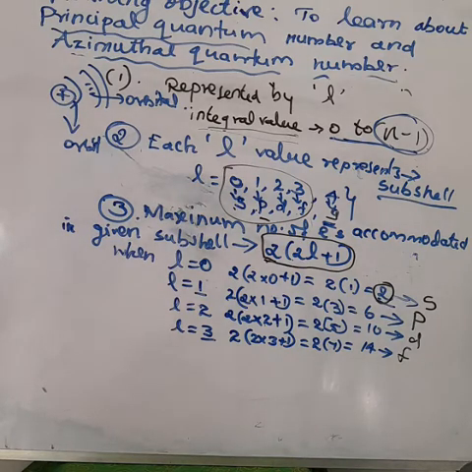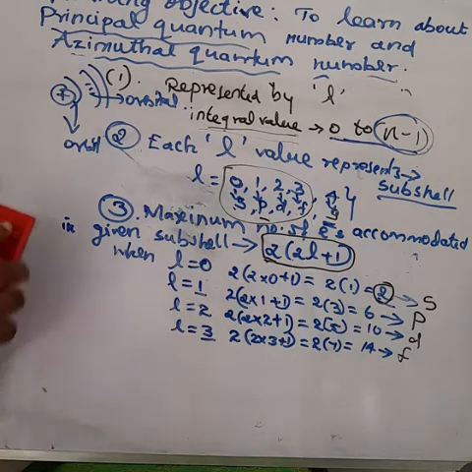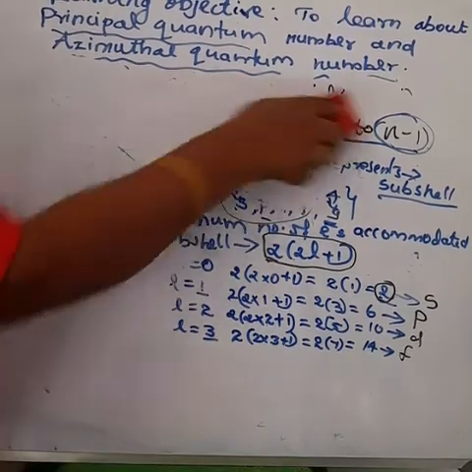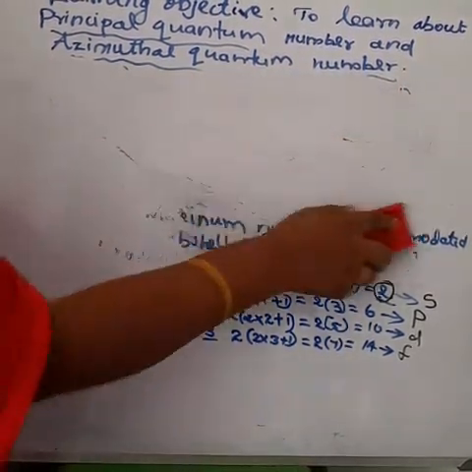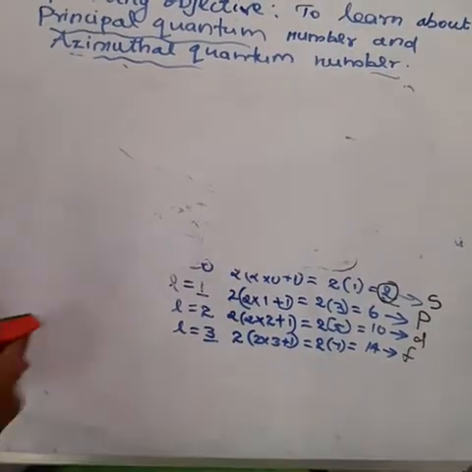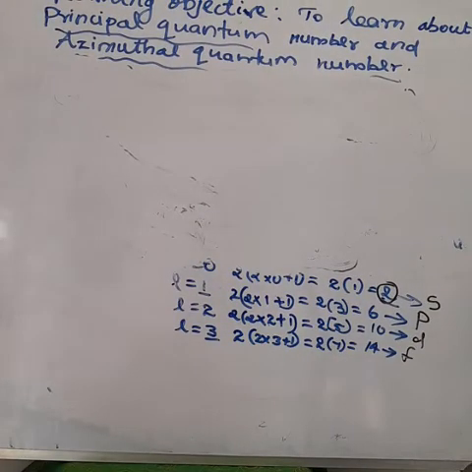And then what is the relationship between the principal quantum number and the azimuthal quantum number? How will you relate the n value and the l value? Let's see.